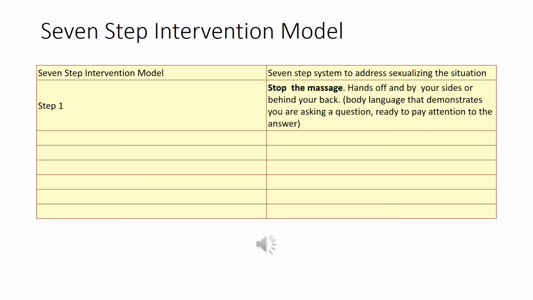Step number 1. If you think a client is sexualizing the massage, whether it's from a noise you hear, a movement you see, the very first step is stop the massage. Hands off. Hands are by your sides or behind your back. This is body language that demonstrates you are going to be asking a question and you're going to be paying attention to the answer. So hands off, and you stop the massage as step number 1.